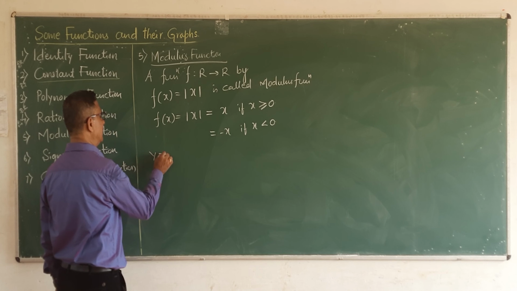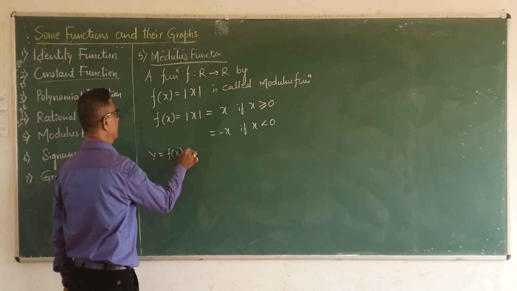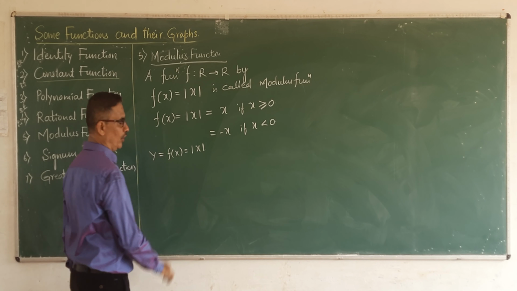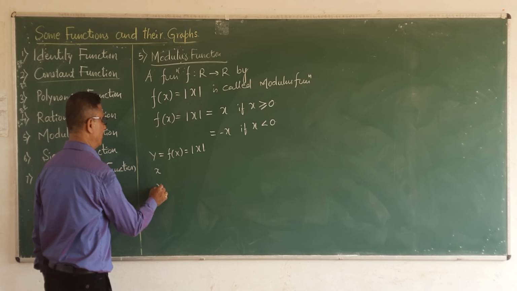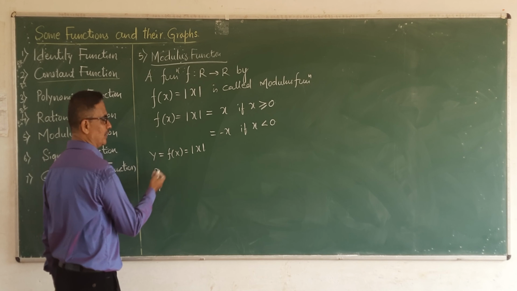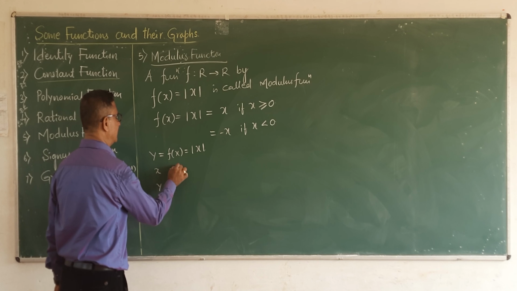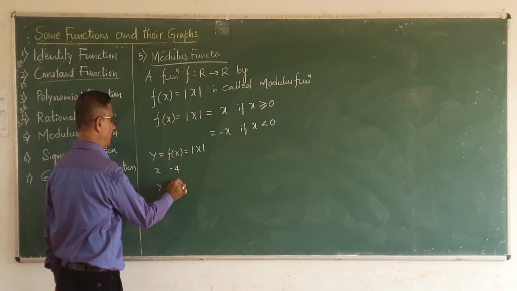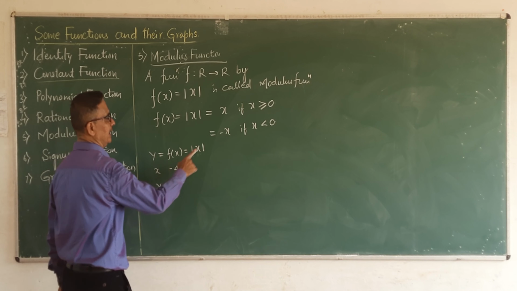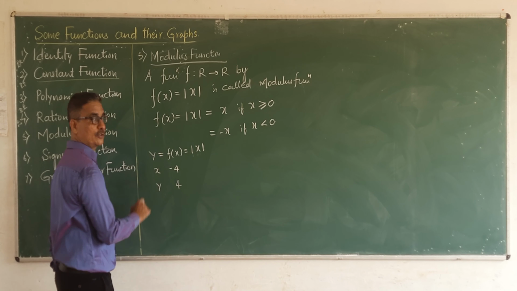Now here y is equal to f of x. That f of x value is mod x. Now draw the graph of the function. Take the corresponding values. Now first you take negative numbers. Say put x is equal to minus 4. Substitute x value minus 4: modulus of minus 4 is plus 4 because minus 4 is less than 0. Its value is plus 4.